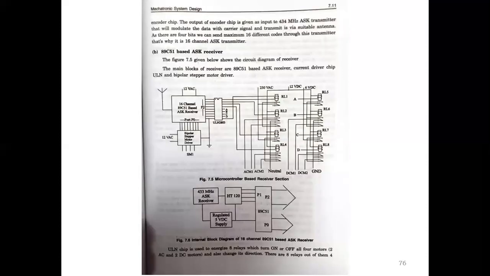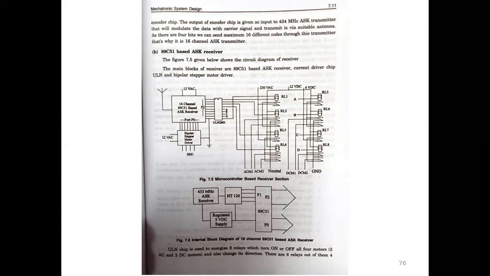The output of the encoder chip is given as input to the 434 megahertz ASK transmitter, which will modulate the data with the carrier signal and transmit it via a suitable antenna. As there are 4 bits, we can send a maximum of 16 different ports through this transmitter. That's why it is a 16-channel ASK transmitter. This is the transmitter side.